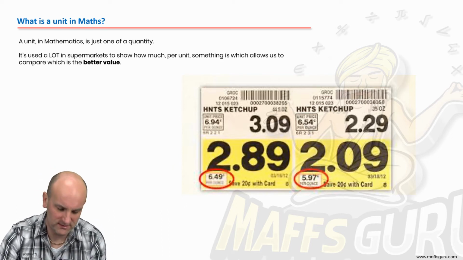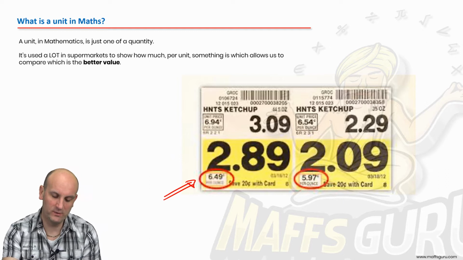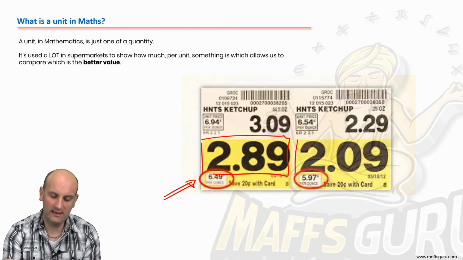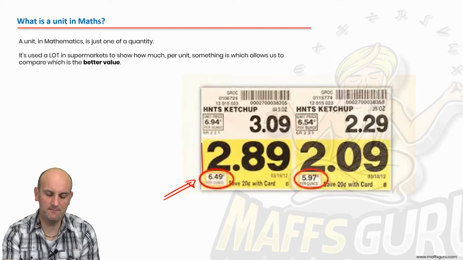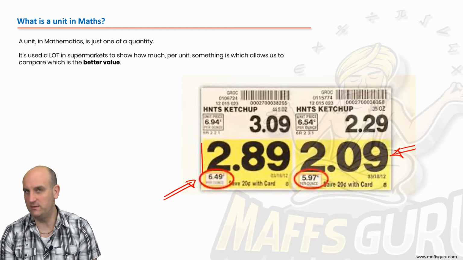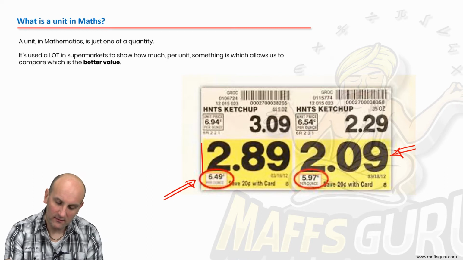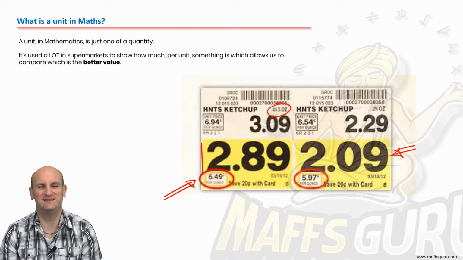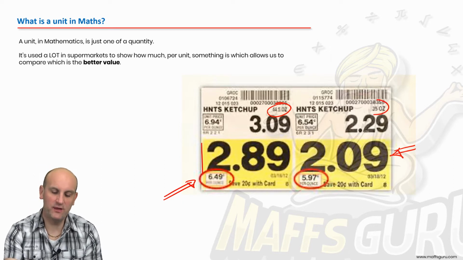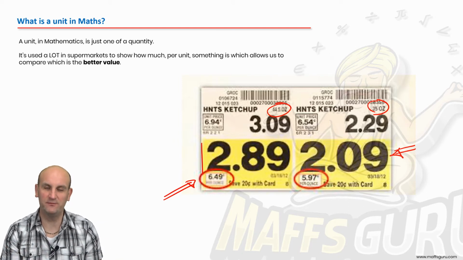So for example, using a really bad image from the internet, we have found here ketchup which is $2.89, and ketchup which is $2.09. Which one is the best buy? Well, obviously I'm going to buy the $2.09 one, aren't I? Well, maybe. Let's have a look. This one is 44.5 ounces against 35 ounces. Again, this must be an American thing. So basically they're two different capacities of ketchup. Which one is the best value?